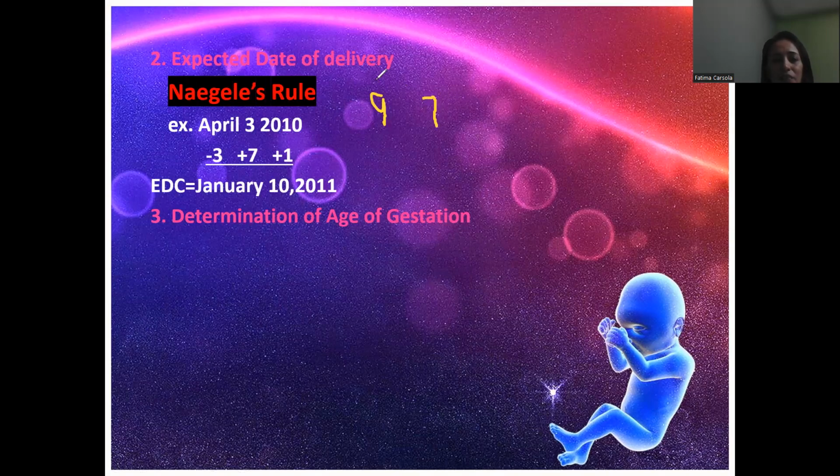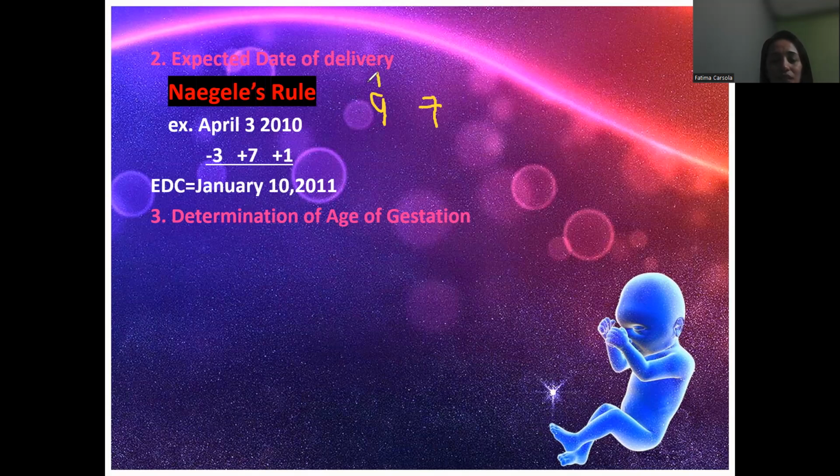Like for example, January is 1. The LMP, the last menstrual period. When we say the last menstrual period, it is the first day of the last mens. Again, it is the first day of the last mens. That is what we call your Nagel's rule.